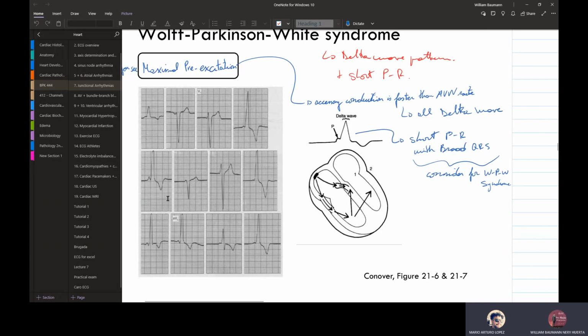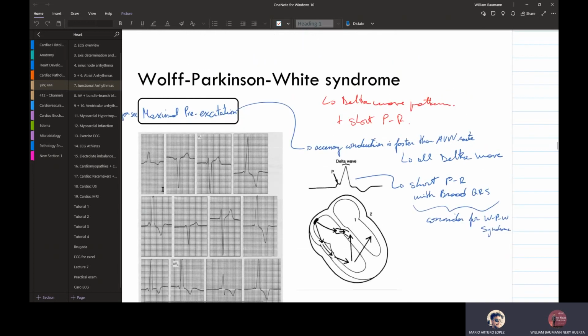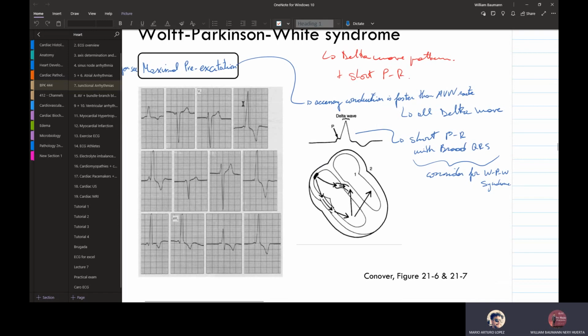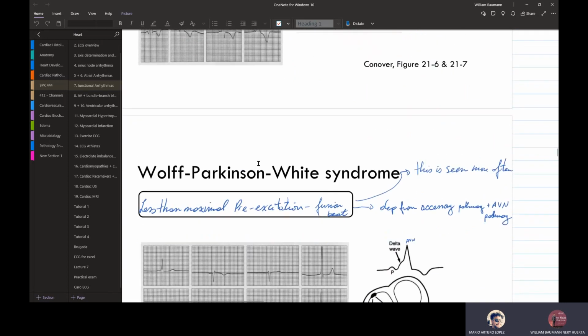What do we see here in this case? This is the delta wave, right here. Very broad. It's usually just 2 squares. This one has more than 4. And it's characteristic as well because you see the T wave upside down.